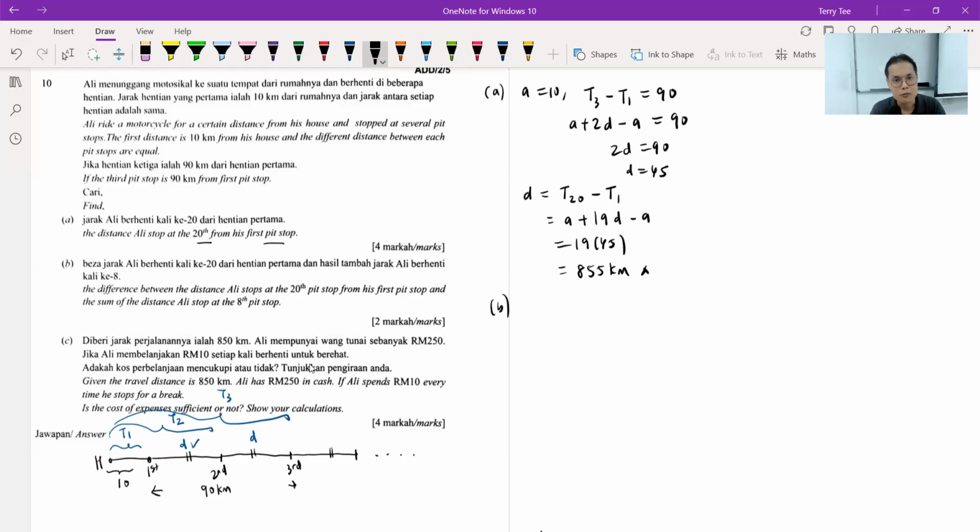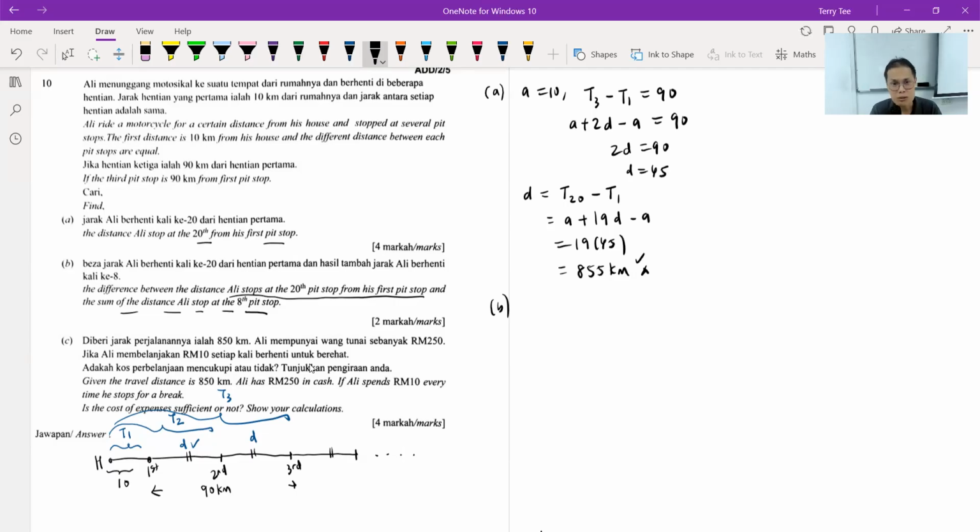All right. So the difference between the distance Ali stopped on the 20th pit stop from his first pit stop. That means we are talking about part B. We are referring to this distance, 855 kilometers. And the sum of distance Ali stopped at the 8th pit stop. Okay, so this is a bit confusing here. What do they mean by sum of distance? Are we talking about total distance?